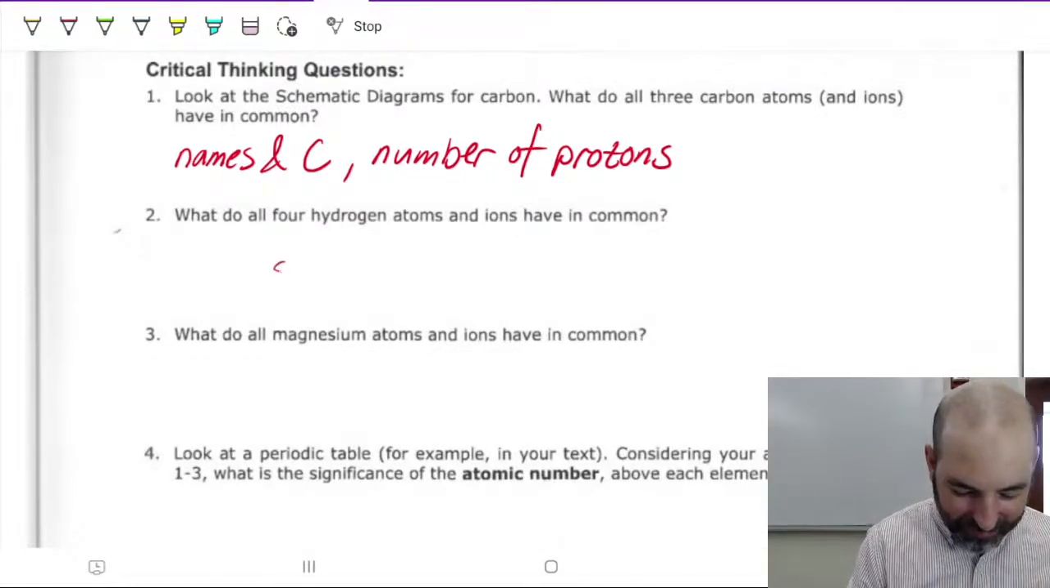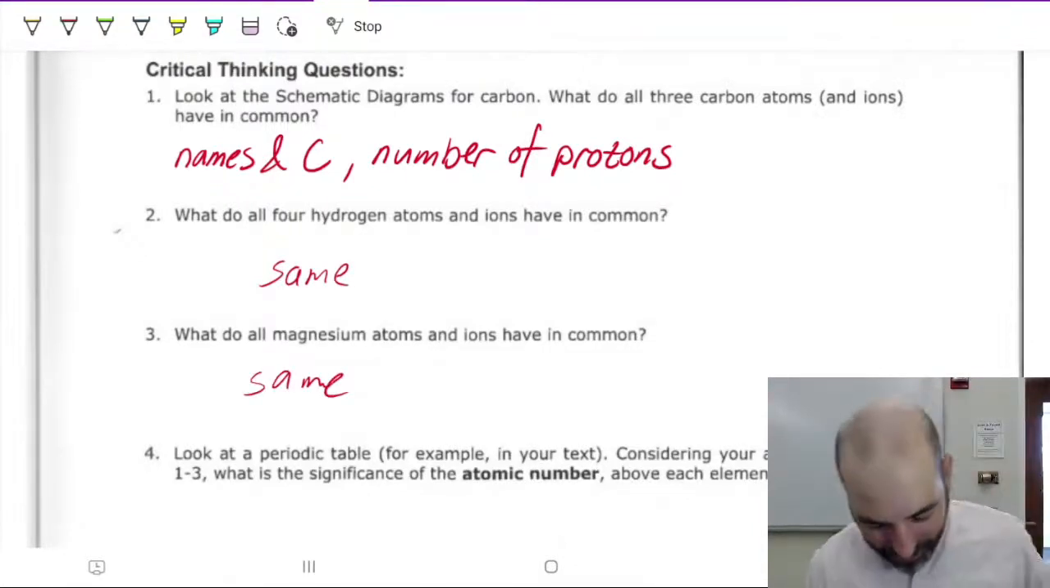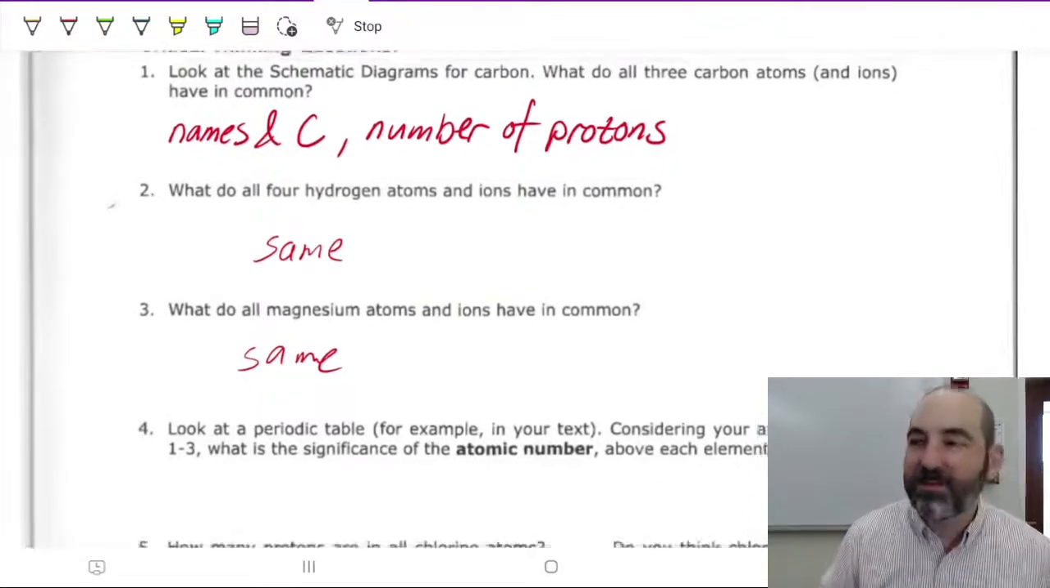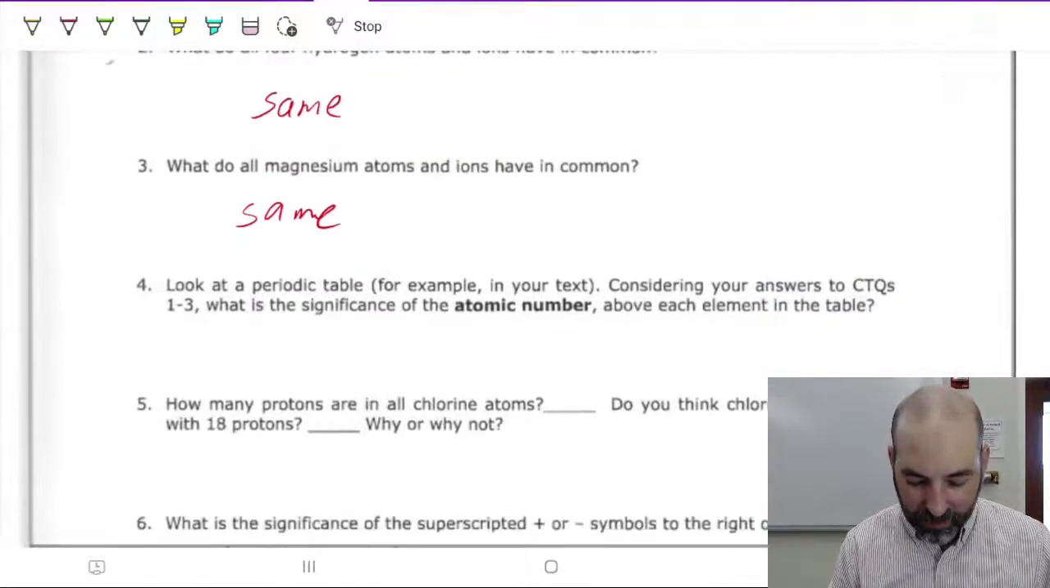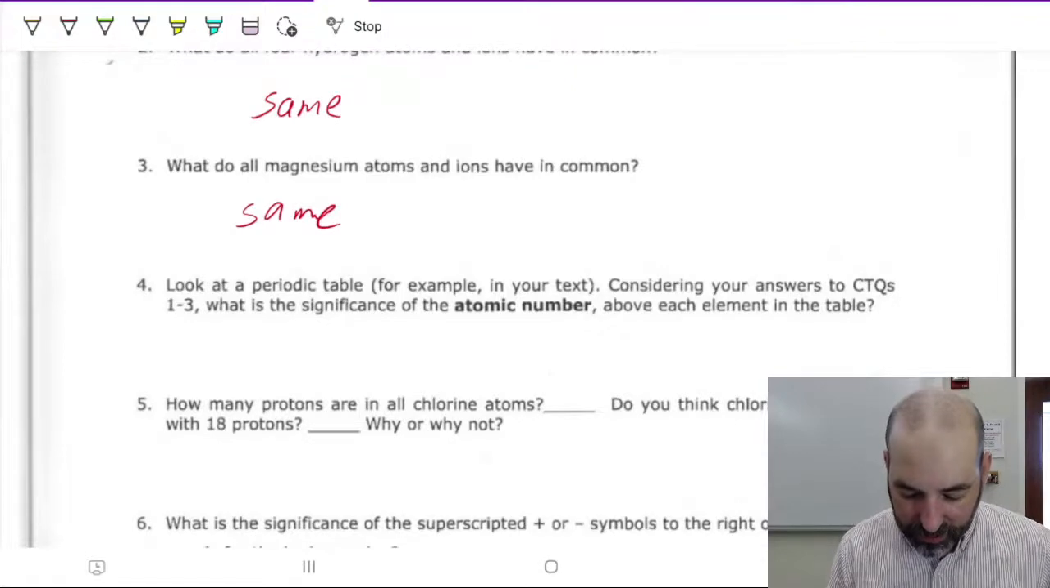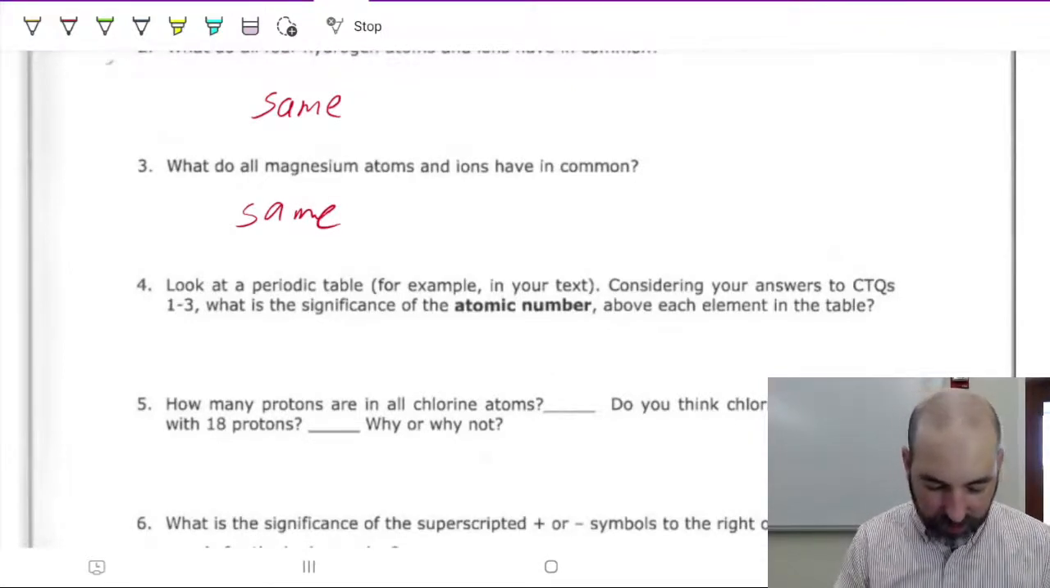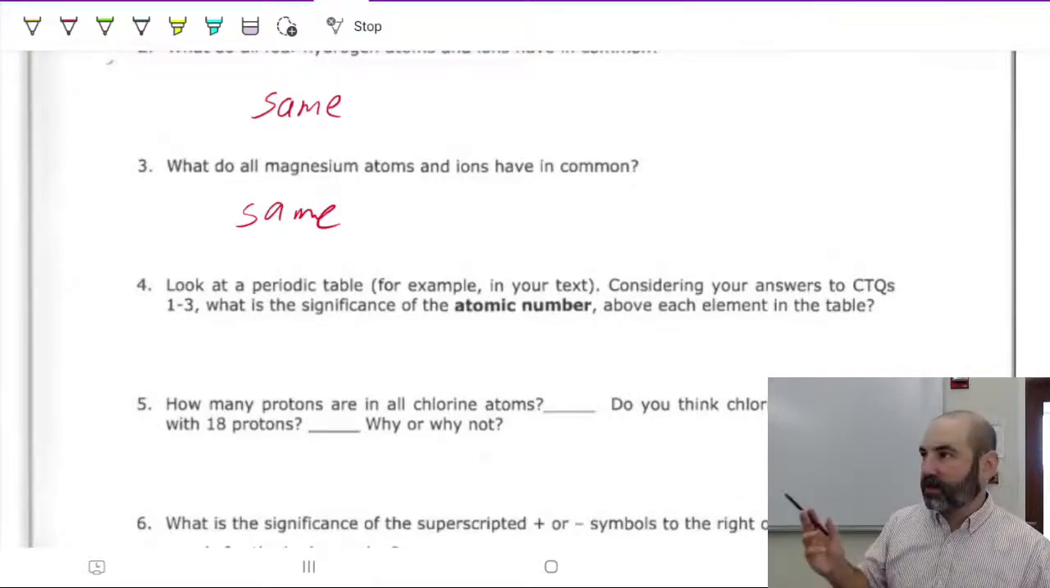So same and same. Okay. So then it's asking you to use those three ideas, look at a periodic table, considering your answers to these questions 1, 2, and 3, what is the significance of the atomic number above each element in the periodic table?